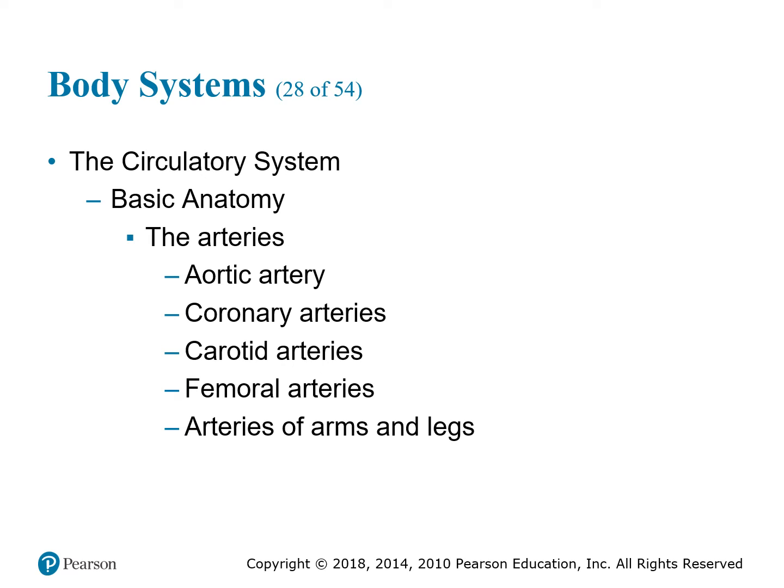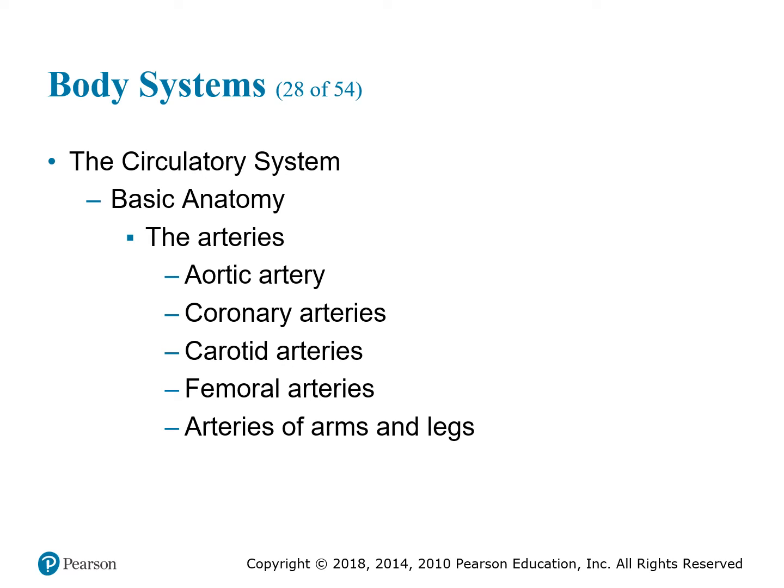Now, with our basic anatomy of the circulatory system, we have our arteries. Arteries carry blood away from the heart. So we have the aortic artery, coronary arteries. Coronary arteries are the arteries that perfuse the heart muscle itself, and that is actually the first stop for our blood after it leaves the heart. Heart's selfish. It gives itself the blood first, is the coronary arteries.